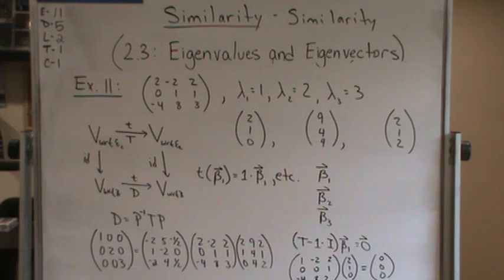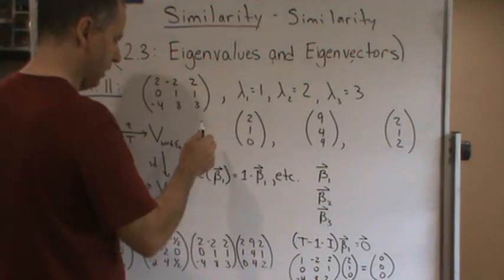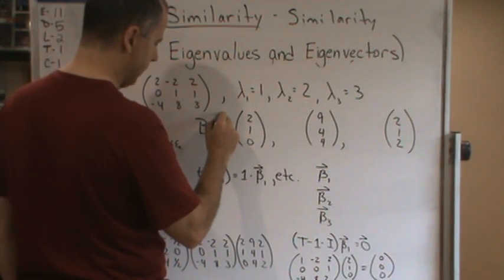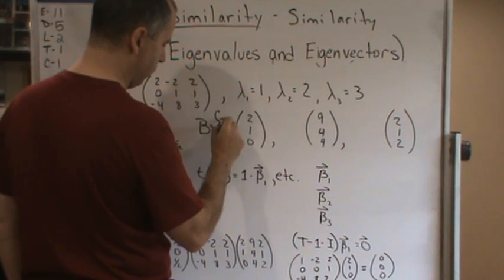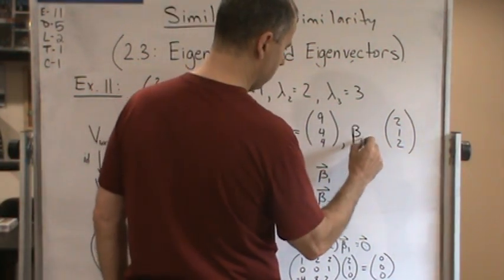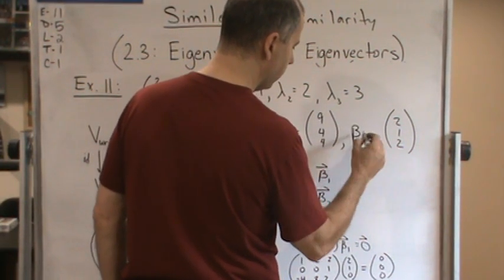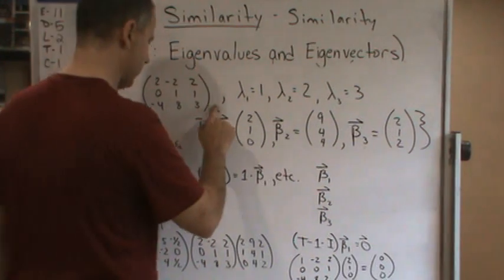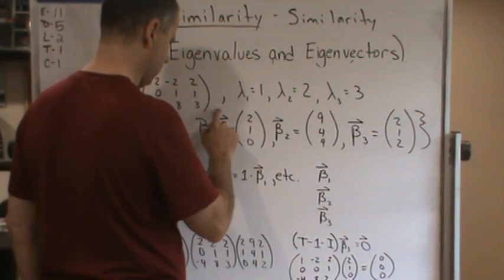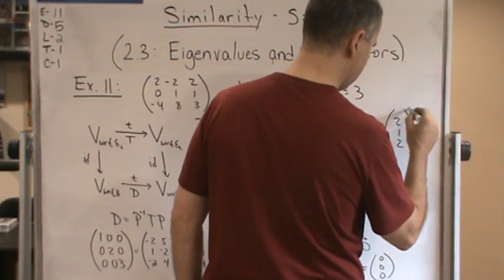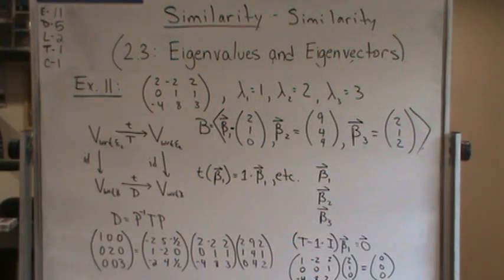Now again, these are the associated eigenvectors, but these also, remember, make up a basis. We'll call this basis B, and that's going to equal beta 1, beta 2, and beta 3. Like so.